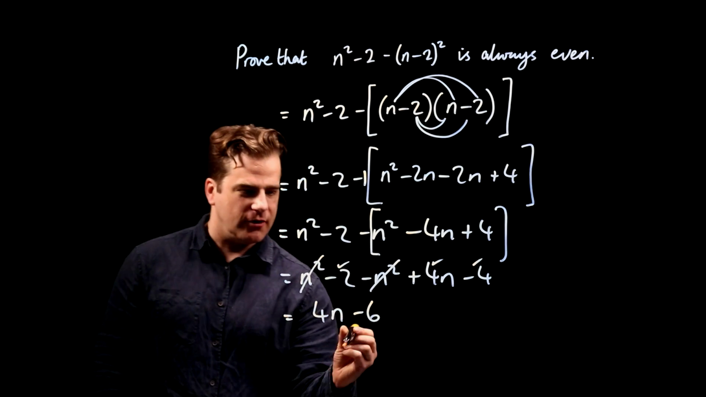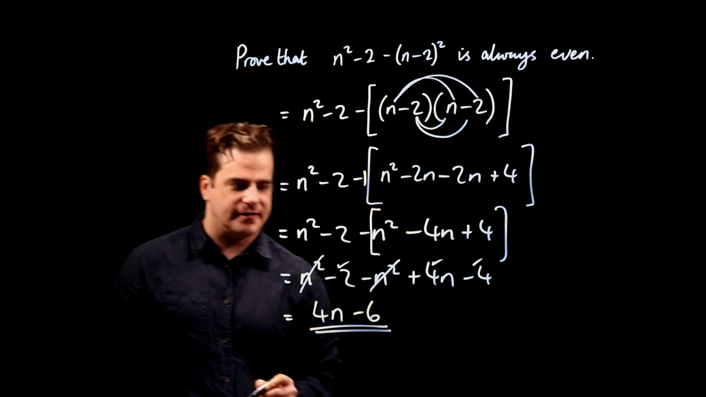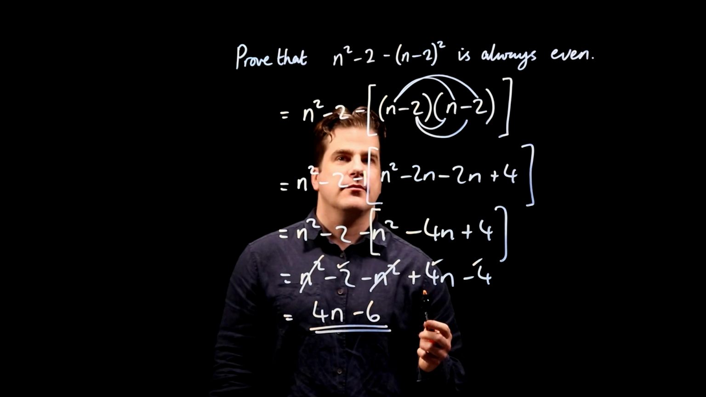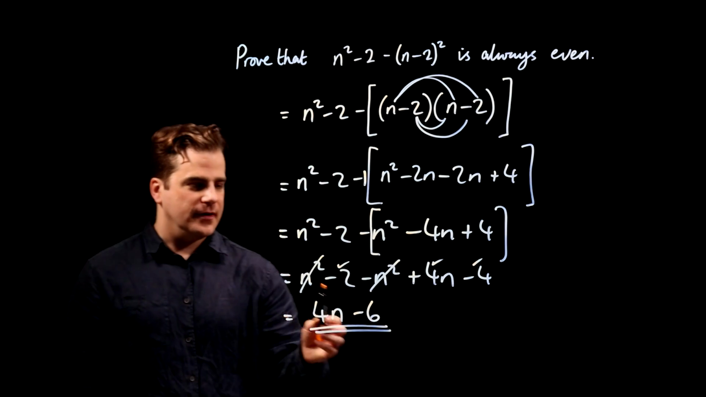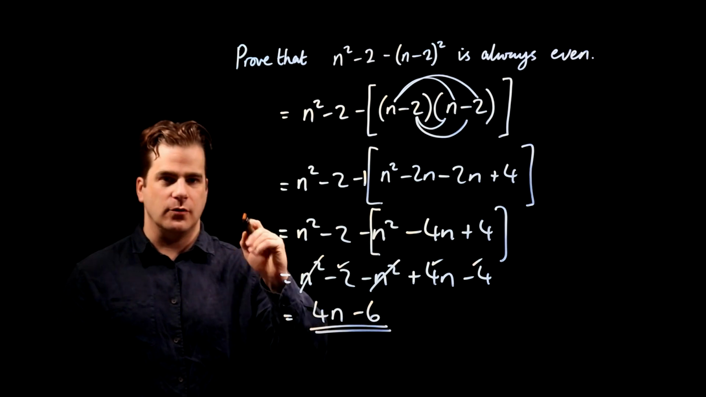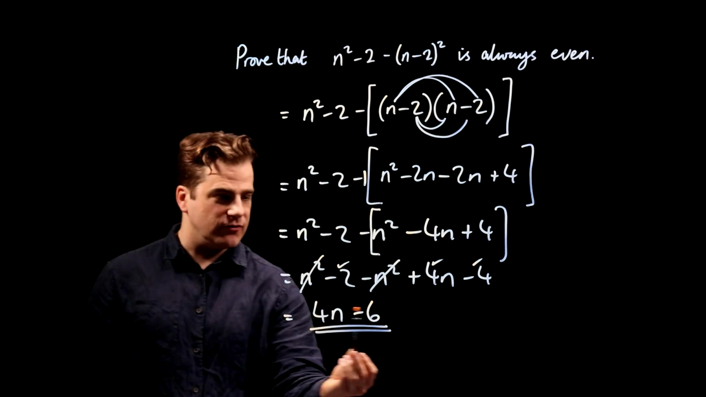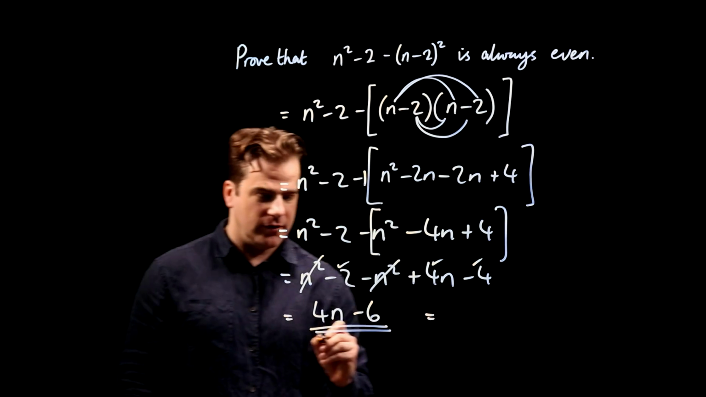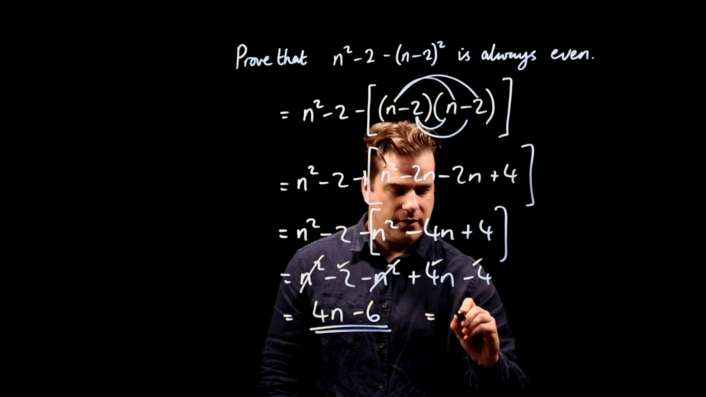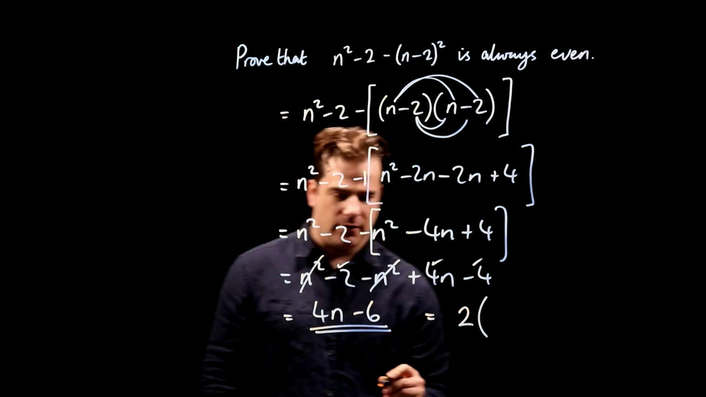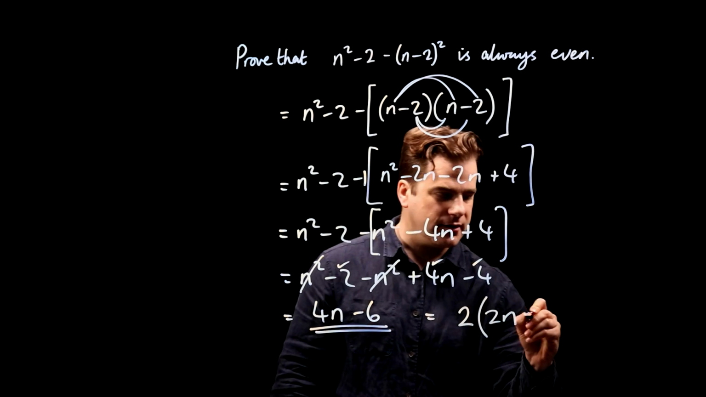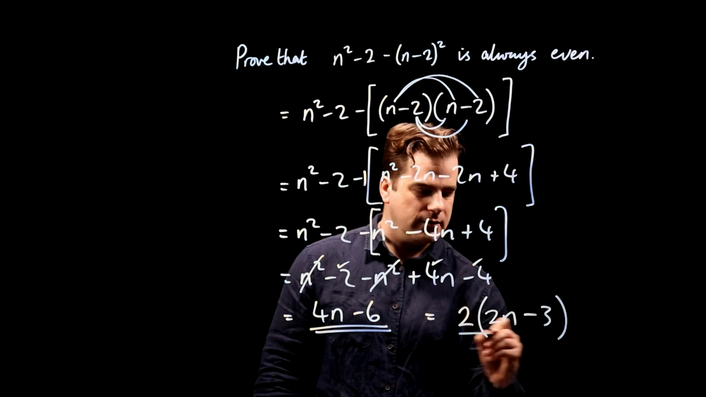Yes, we've dealt with all the terms, so it becomes 4n minus 6. Great. Now, as I said at the beginning, can we get that in a form with 2 times something? Yes, we can, because we can pull out a factor of 2. 6 is divisible by 2 and 4 is divisible by 2. So that becomes 2 times (2n minus 3).